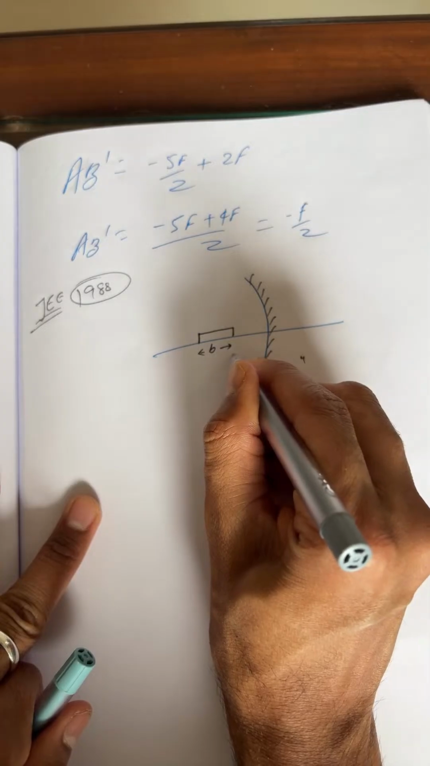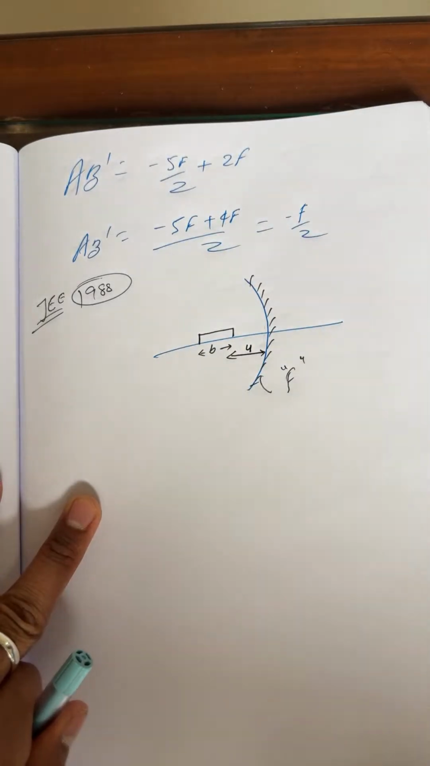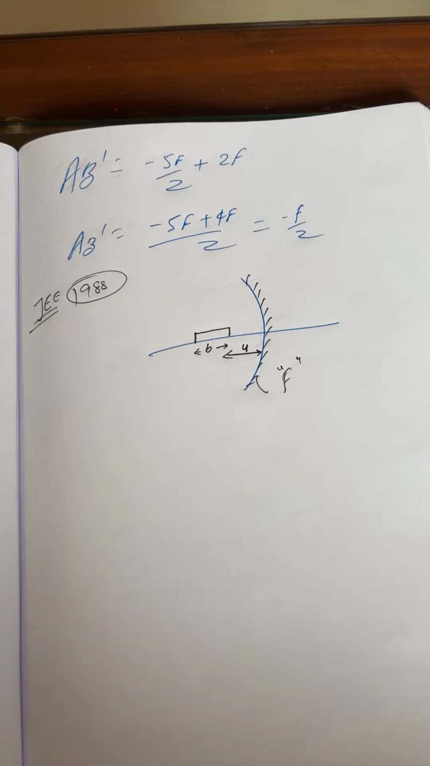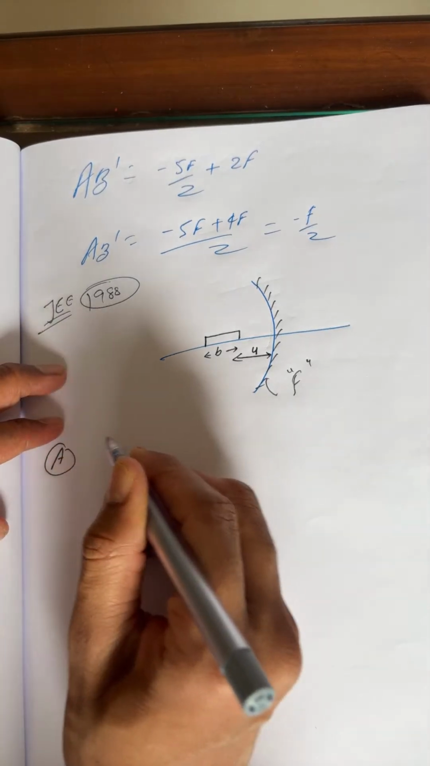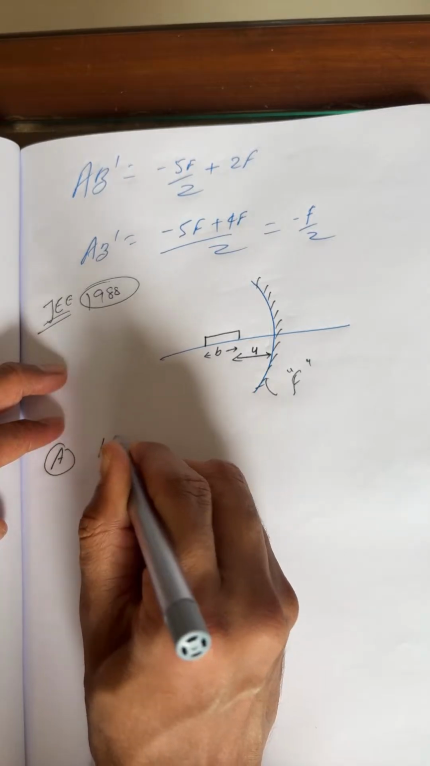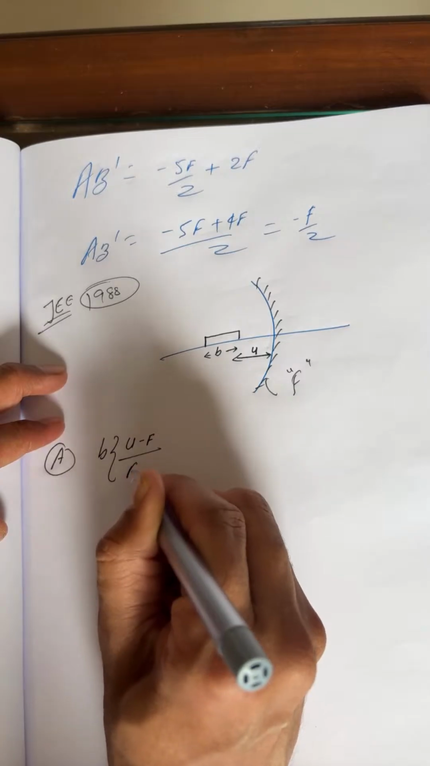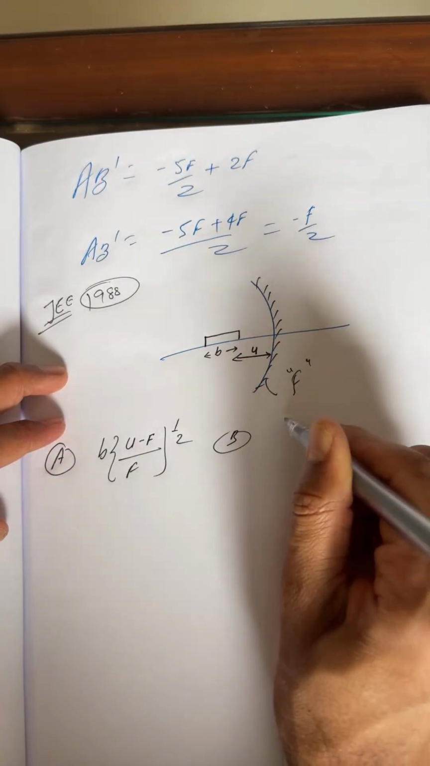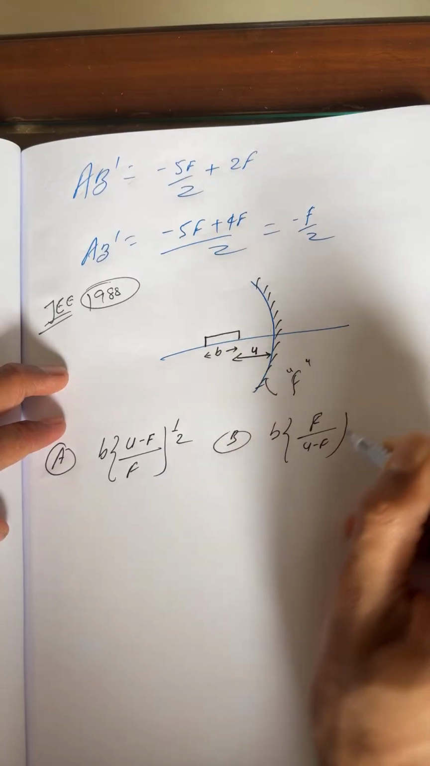What's the object distance, students? It's u only, the distance of the object from the pole of the mirror. We have to find the size of the image, approximately equal to. The options are mentioned here, so I want to write them so that you can easily answer this question. The first is u minus f upon f, to the power 1 by 2. Next is b into f upon u minus f.